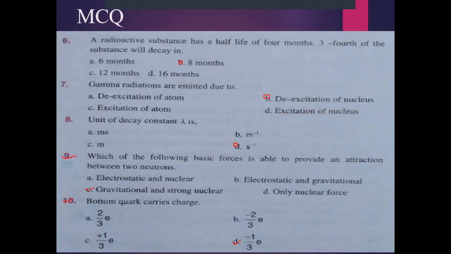Then next MCQs included in this reduced labels are 9 and 10. Ninth MCQ is which of the following basic forces is able to provide an attraction between two neutrons. In case of neutrons, there will be two forces. One is the gravitational force because of their masses, and the strong nuclear force, since they are residing inside the nucleus. Then the last MCQ is the bottom quark carries the charge. As we know, the charge on the bottom quark is minus 1 by 3.